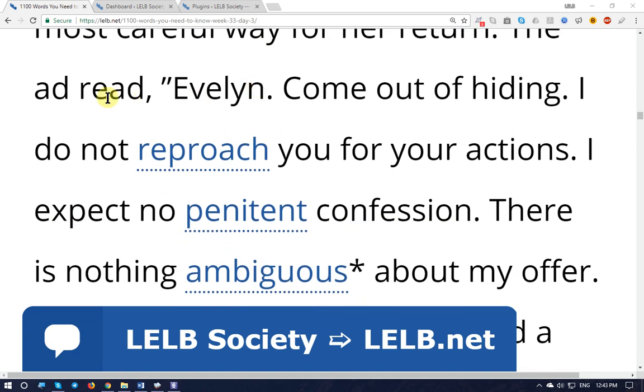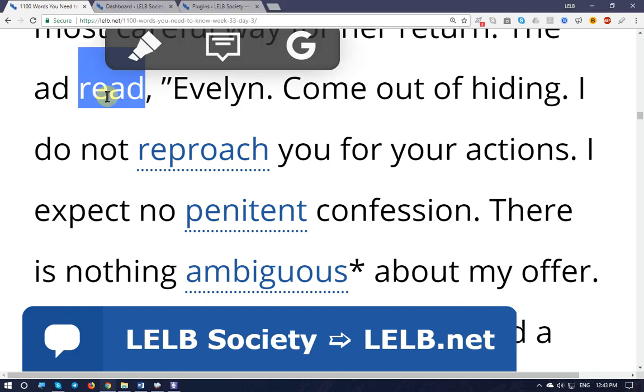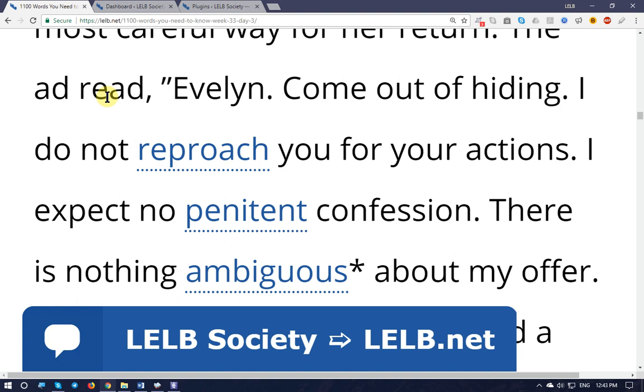The ad read, pay attention, read here means said. It doesn't mean reading. So the ad read, because it is simple past tense. Simple past tense of read is read. The spelling is the same, pronunciation changes.